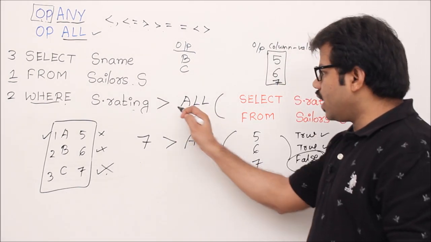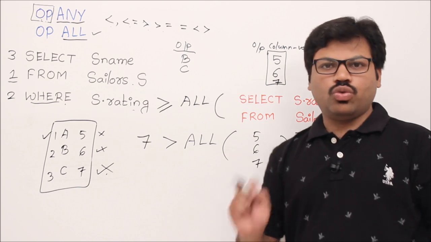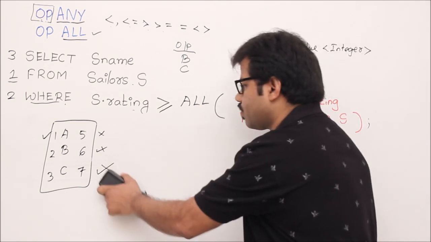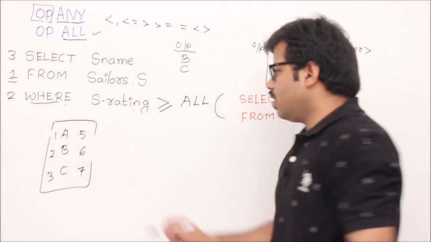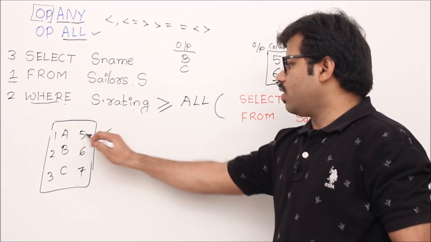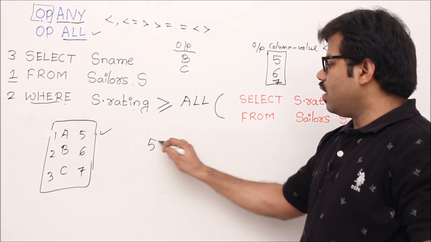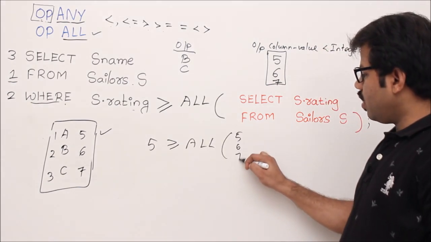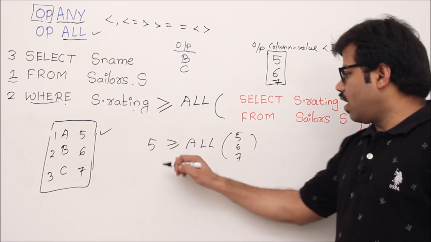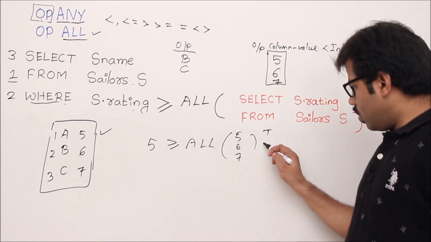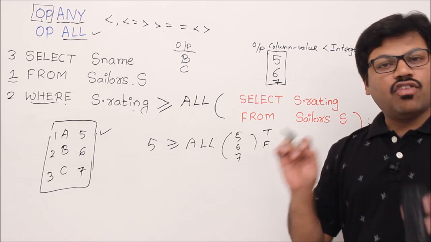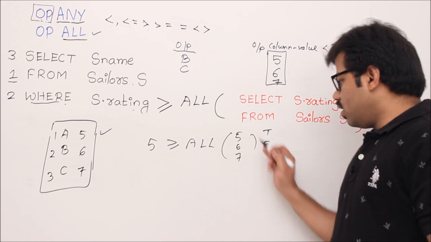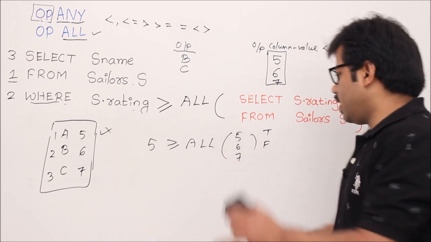Let me do some modification here. I write greater than or equal to. Then what happens? Then this query will be like this. Let me evaluate it. First of all, tuple number 1. S.rating is 5. Is this 5 greater than or equal to all of 5, 6, 7? We'll see. 5 greater than or equal to 5 true. 5 greater than or equal to 6 false. Enough. I want all truths, right? So here I did not get all the truths. So this tuple will be rejected.